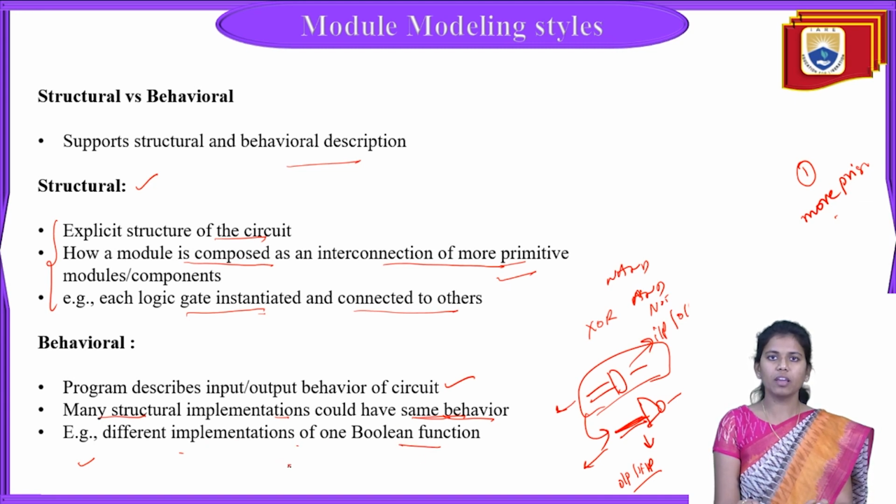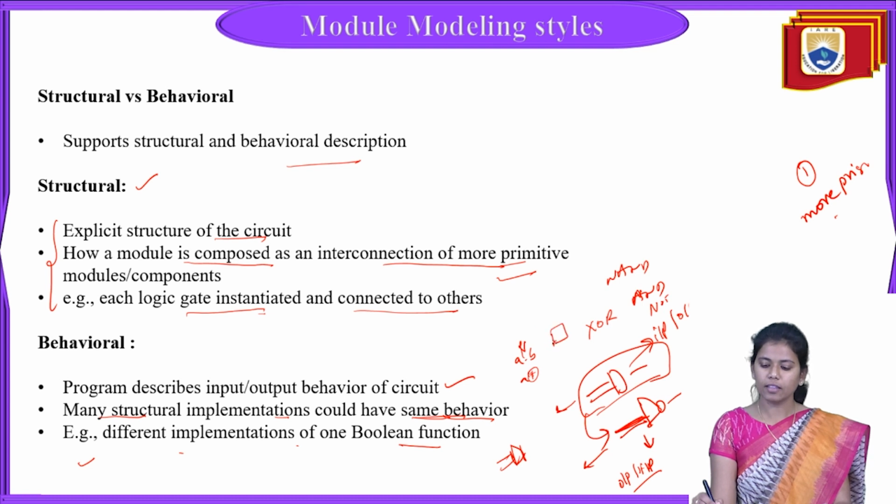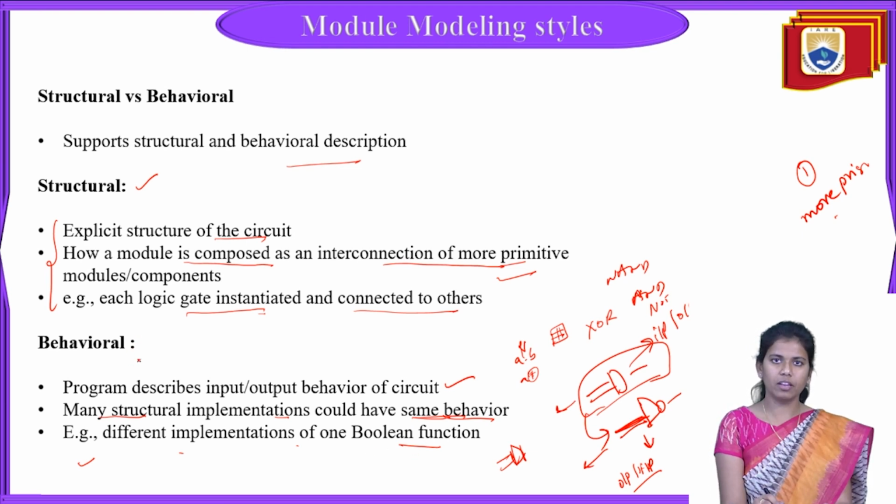This is one of the examples that we can see in the behavioral, that is, different implementations of one Boolean function. If you consider a logic gate and we represent A dot B, the representation is different, and we also see the structure is different. So the different implementations of one Boolean function can be observed at this behavioral level.